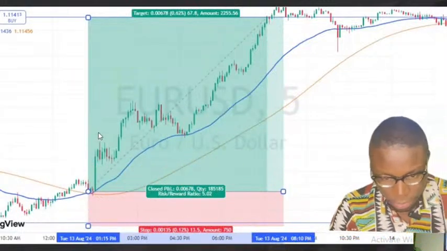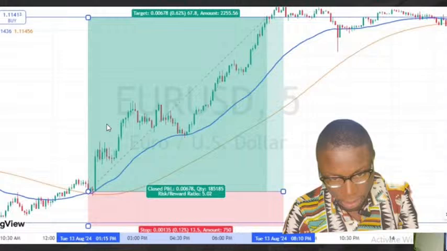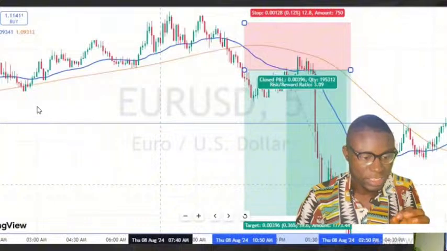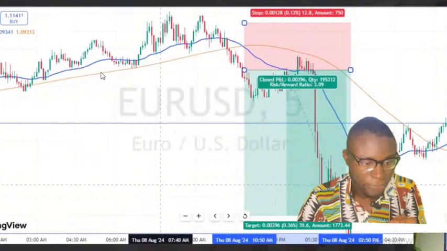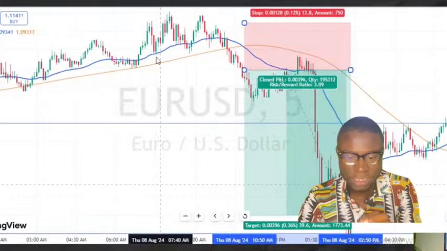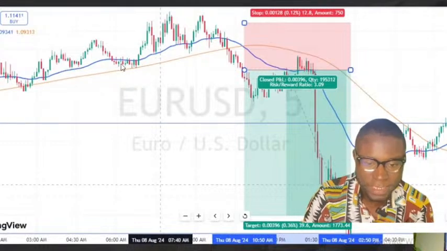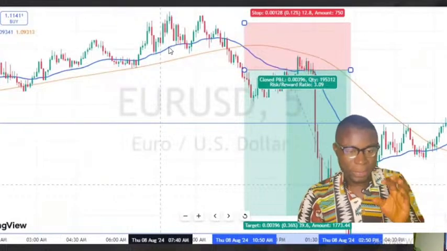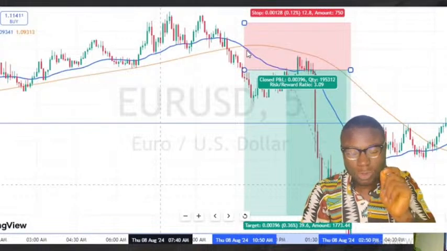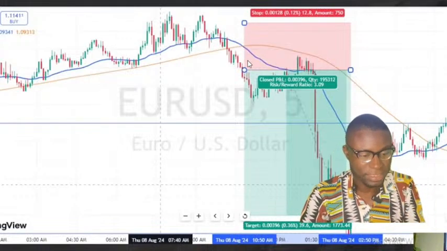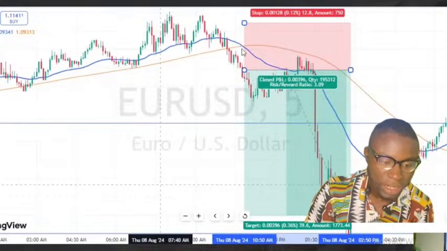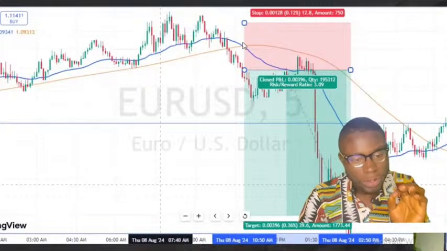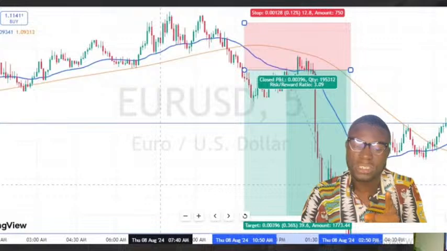Okay, take note of the rules of this game, guys. For a sell scenario, price has to be trading above the orange colored moving average. I am repeating it for emphasis sake. Now that's the first rule. The second rule is that for you to sell, you must see the blue colored moving average cross below the orange colored moving average, just as we have here.